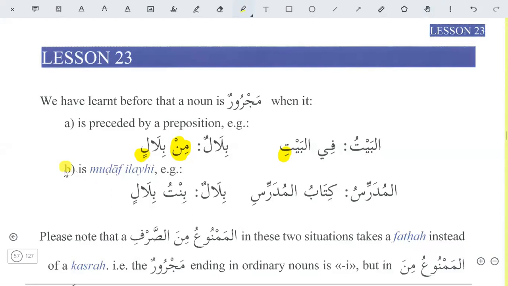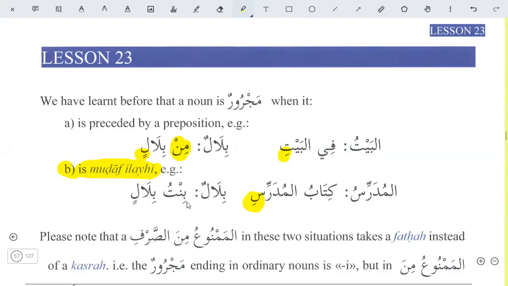The second reason is when it is mudaf ilai. When it is mudaf ilai, it will be majrur. Mudaf ilai is always majrur. Al mudarrisu, the teacher. Kitabul mudarrisi, teacher's book. Al mudarrisu is mudaf ilai here, so it is majrur here.